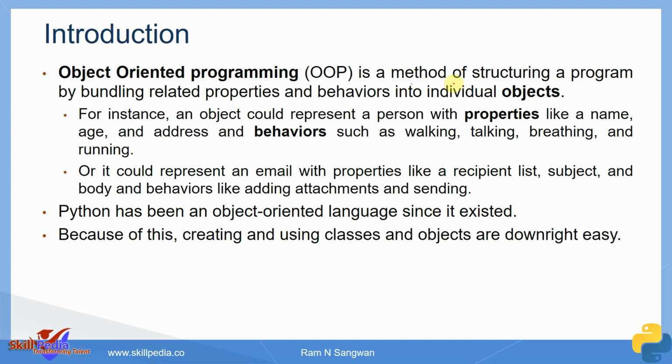It's a method of structuring a program by bundling related properties and behaviors into individual objects. So now you understand this: related properties and behaviors put together by means of a boundary, and objects are created. Therefore we can say that an object is separate from the rest of the universe by means of some boundary, which can take some value from the outside world, which can send something to the outside world, but individually it has its own variables and functions and methods and components.